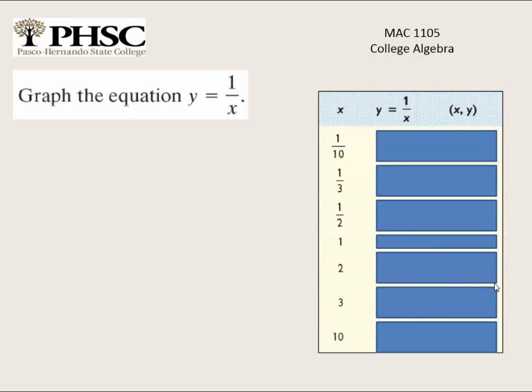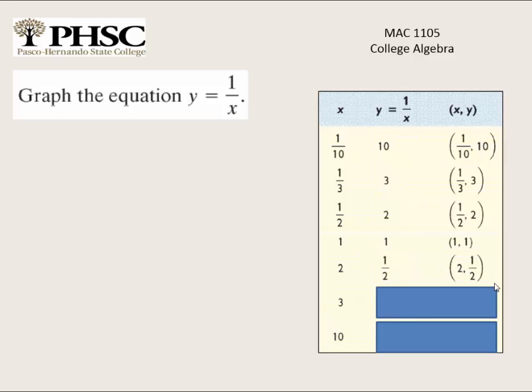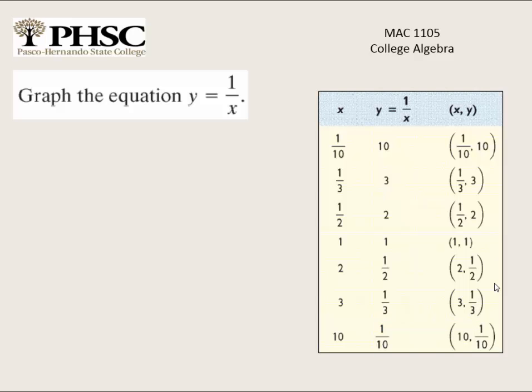So here we have the equation. We're going to go ahead and fill out this table. So when x is 1 over 10, we get 1 over 10, 10. When x is 1/3, we get 1/3, 3. And then 1/2, we get 1/2, 2, and then 1, we get 1, 1, and then if x is 2, we get 2 and 1/2, and then 3 and 1/3, and then 10 and 1/10.